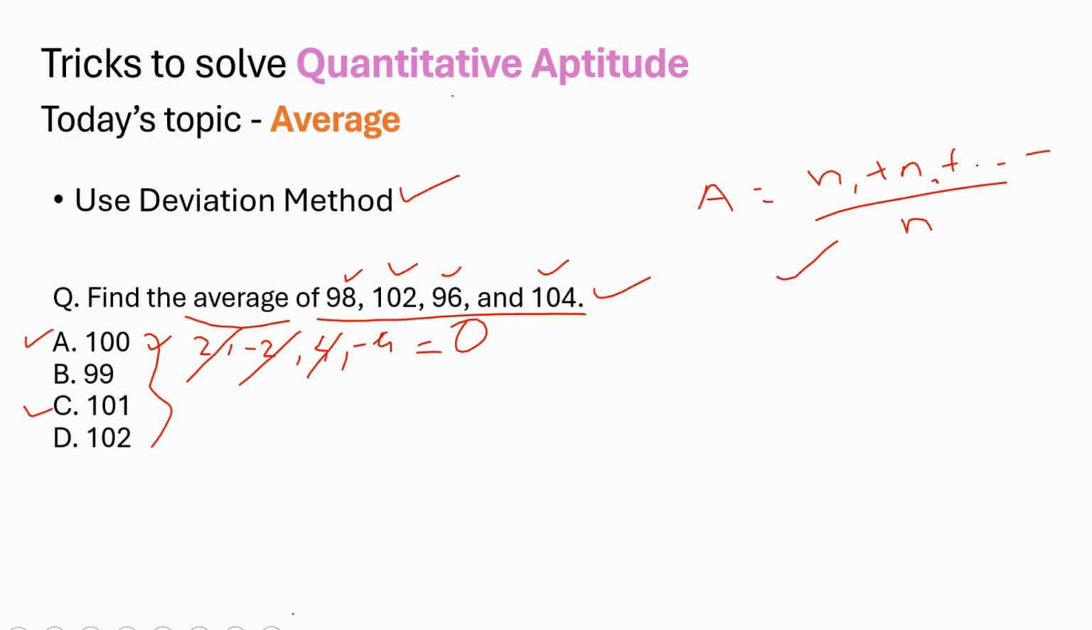For example, let's take 101. So 101 minus 98 is 3. 101 minus 102 is minus 1. Same way, 101 minus 96 is 5, and 101 minus 104 is minus 3. So minus 1 and minus 3 cancel against part of the positives and the total is 4. So here the deviation is not 0. That means 101 is not the average. Like that, instead of just summing all these numbers, you can use the deviation method. Most of the time it's very quick, and from the first option itself we can get the right answer. So here the average of these numbers is 100.